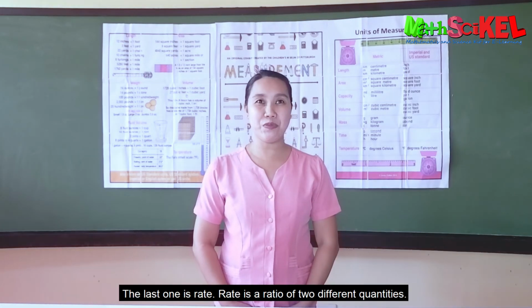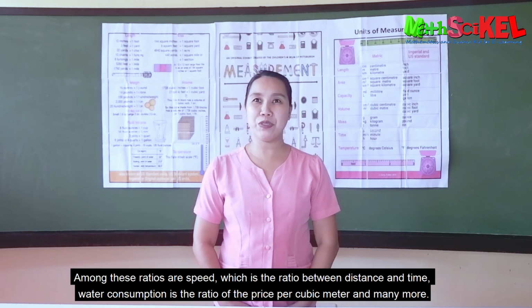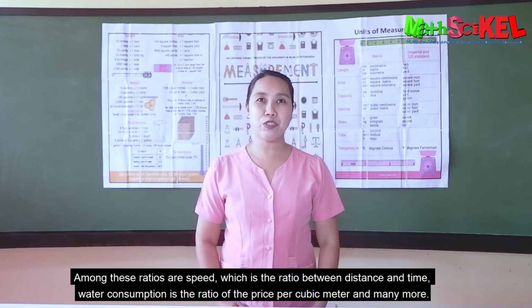And the last one is rate. Rate is a ratio of 2 different quantities. Among these ratios are speed, which is the ratio between distance and time. Water consumption is the ratio of the price per cubic meter, and many more.